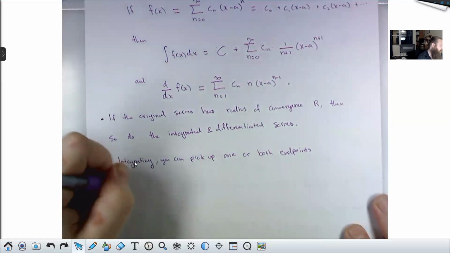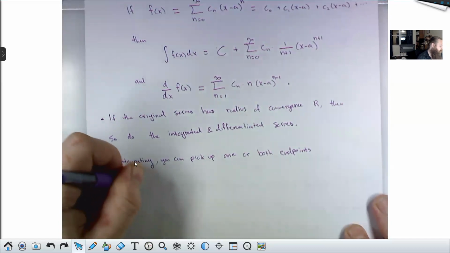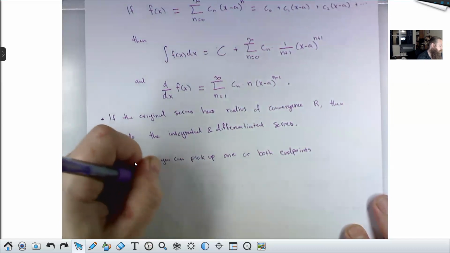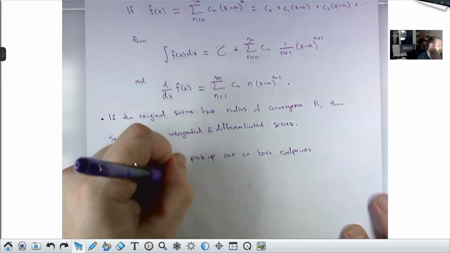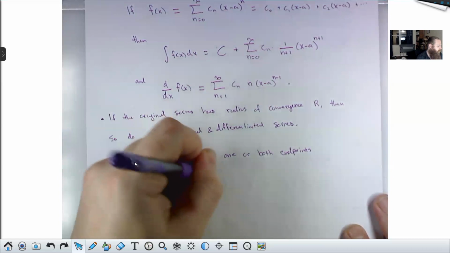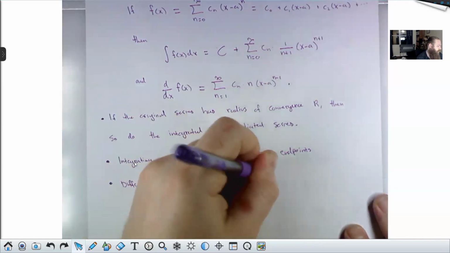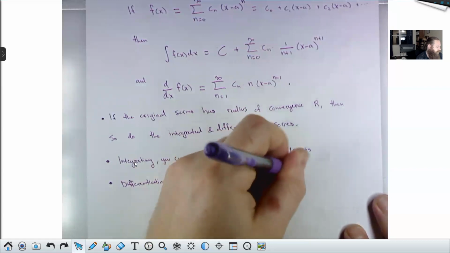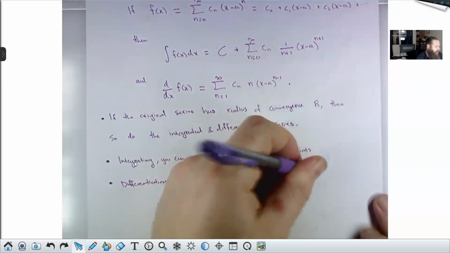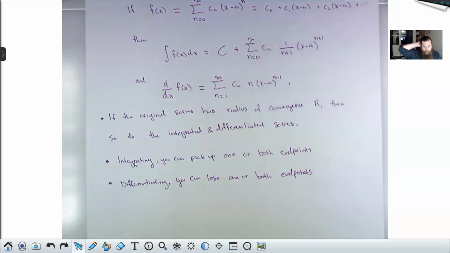Conversely, differentiating, you can lose one or both endpoints. I mean, the obvious example would be to just differentiate the arctan series. You know that that's going to be the 1 over 1 plus x squared series, and we know that that has an open IOC, but it can happen more ways.